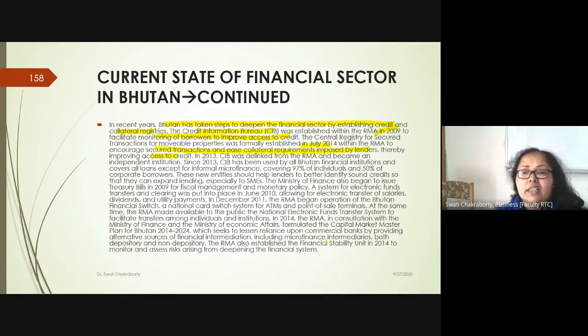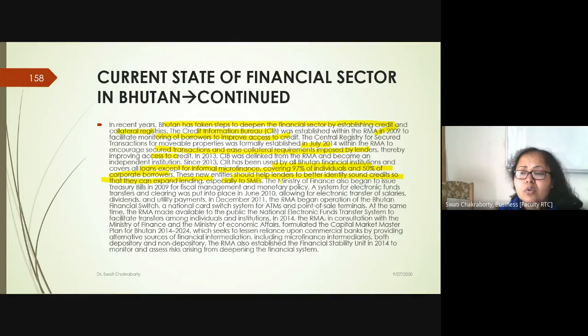In 2013, CIB was delinked from RMA, and today it has become an independent institution. Right. Today, it is used by all the financial institutions of the country, and it covers all loans except informal microfinance. It covers 97% of individual and 50% of corporate borrowers, right? These new entities have helped lenders identify their sound credits so that they can expand lending, especially to SMEs, small and medium enterprises. Ministry of Small and Medium Enterprises that we have.